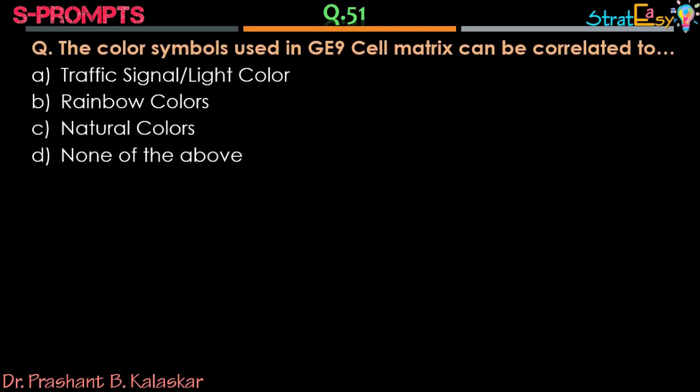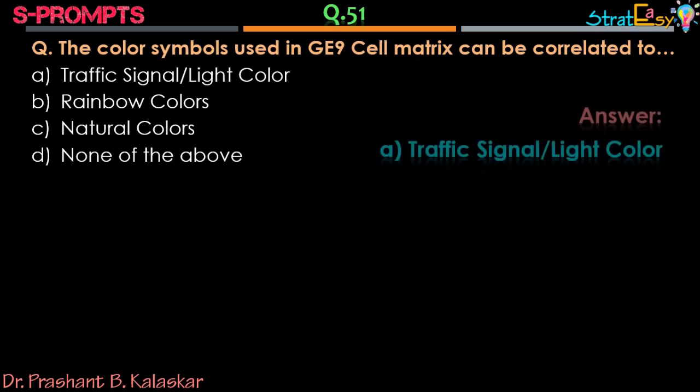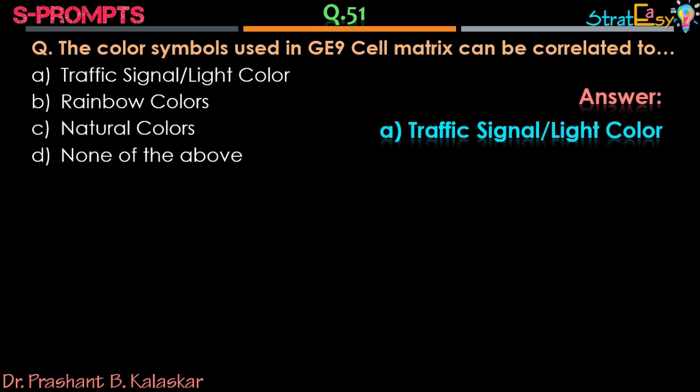Question number 51. The color symbols used in the GE 9 cell matrix can be correlated to, and the right answer is option A, traffic signal or traffic signal light colors.